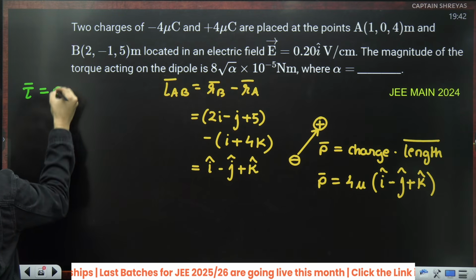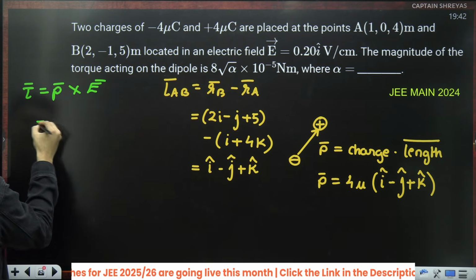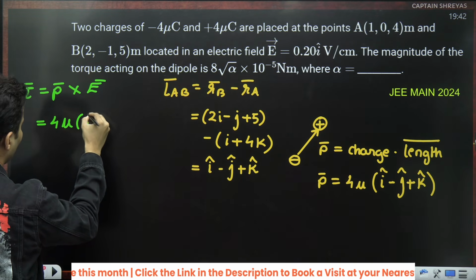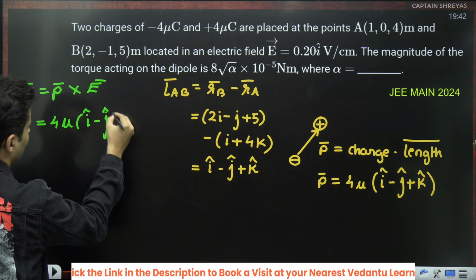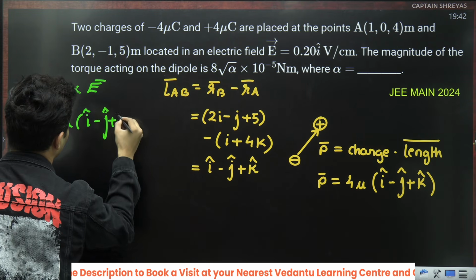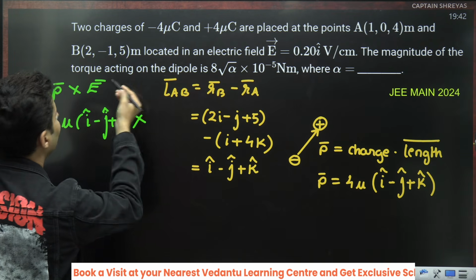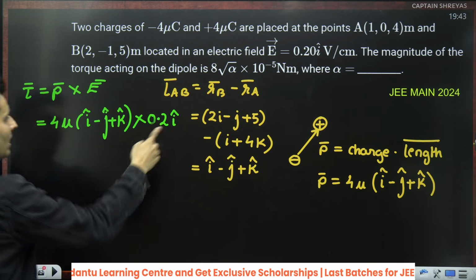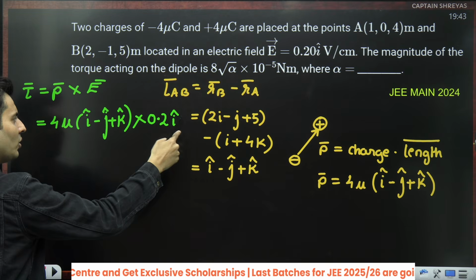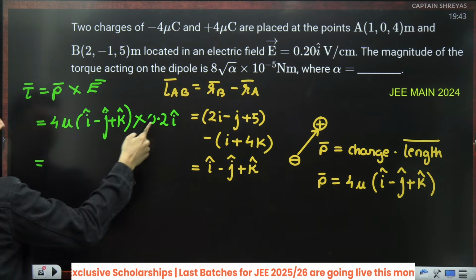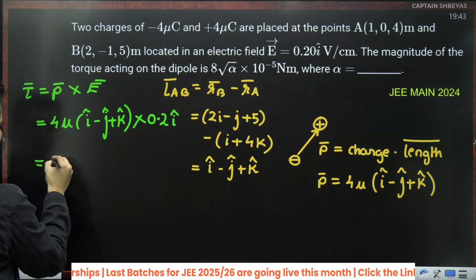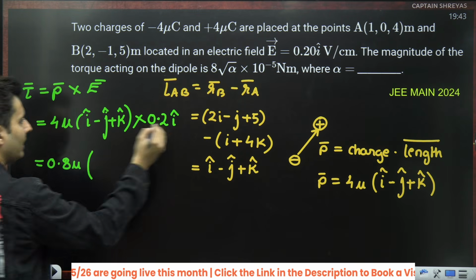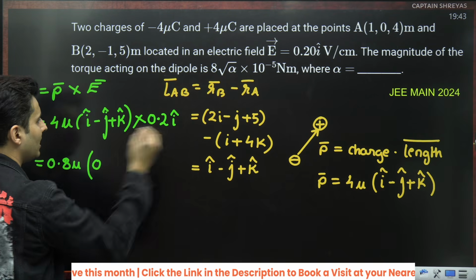So now let's find the torque. Torque is dipole moment cross the electric field. Dipole moment is given there. I just figured it out. 4 micro into i cap minus j cap plus k cap. Cross it with the electric field, which is 0.2 i cap. Now remember, i cap into i cap is 0. i only goes with j and k. Do not forget that. So 0.2 into 4 is basically 0.8 micro. And i into i is 0, minus j into i.